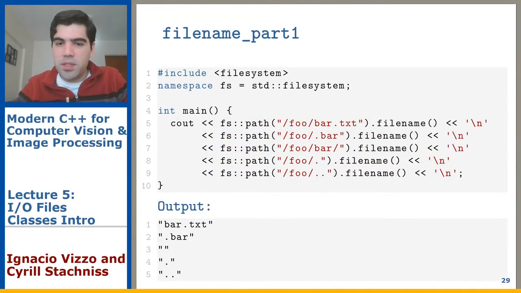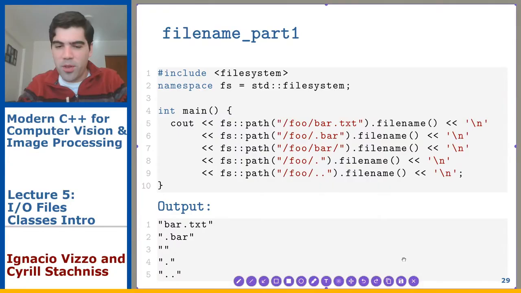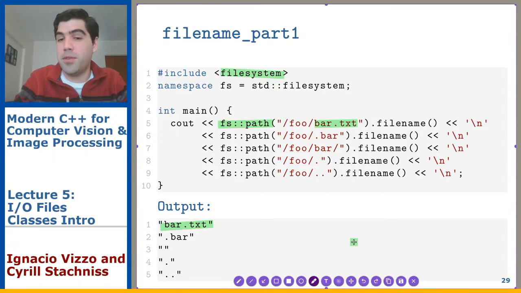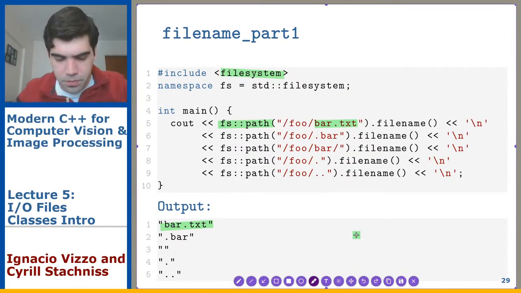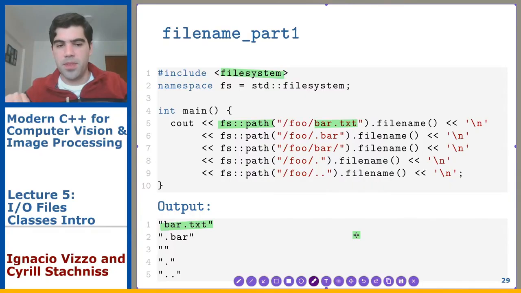Then there are also utilities for file names. This example, again, I recommend you try at home, but basically, using the path object from the filesystem library, you can, for example, ask for the file name of this particular file, no matter where it is, the file name is bar.txt. So for example, for homework number 3, the one from the image browser, this is something you can do because you will have the image path in the data and you only want the file name.